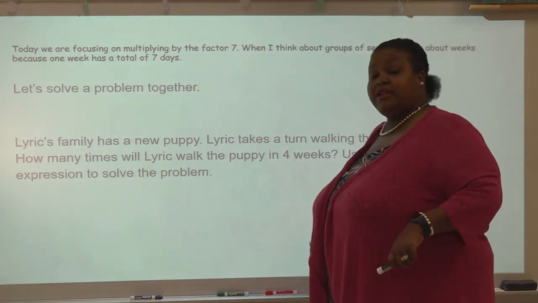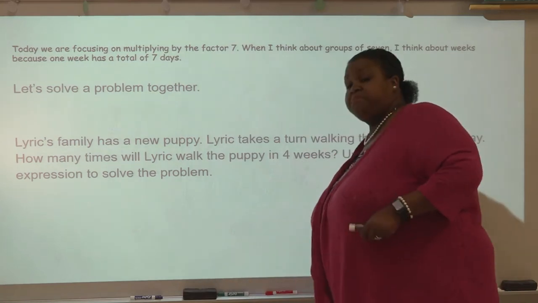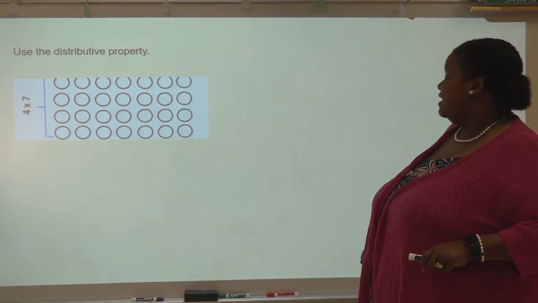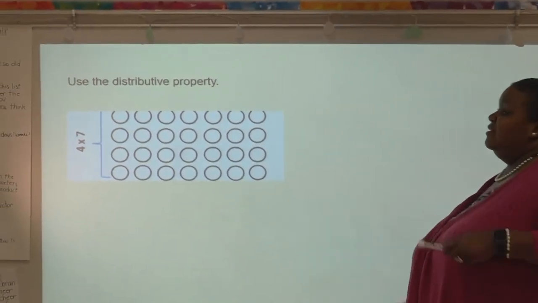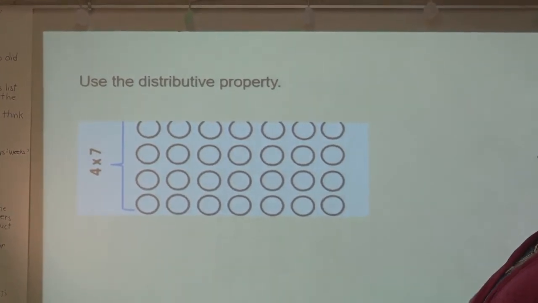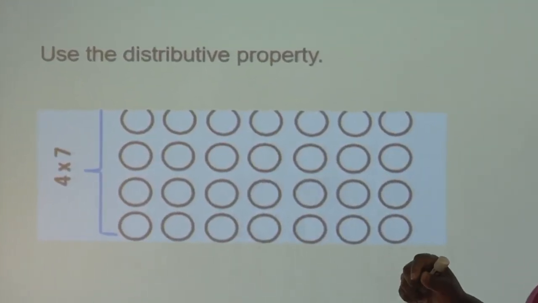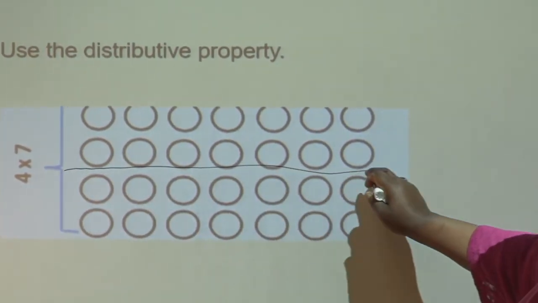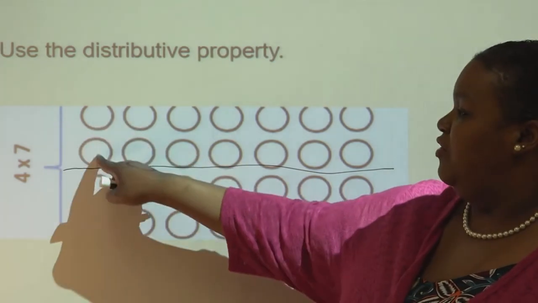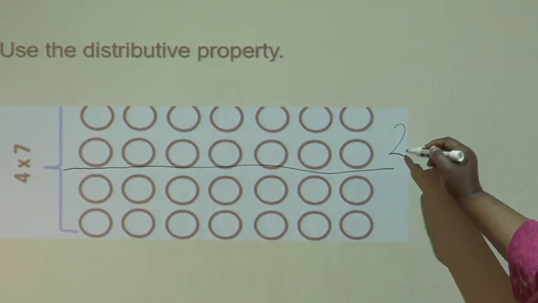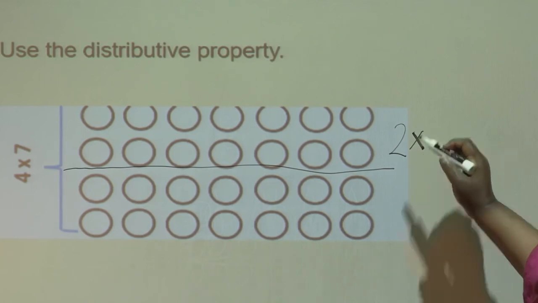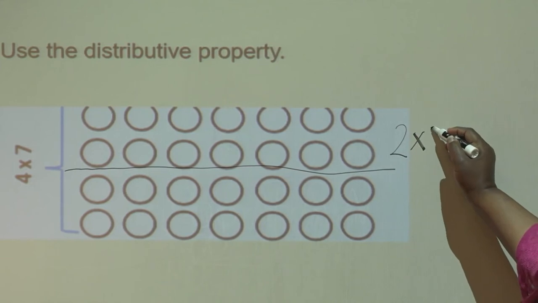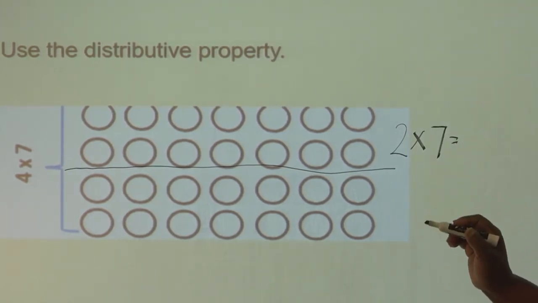Is there a different strategy I could use to find my answer? There is. I could use the distributive property. That's when you break apart an array into 2 smaller chunks and then you put it back together. I think I want to cut right here, make a horizontal line. And I'd say 2 rows. 2 times, how many are in each row? 1, 2, 3, 4, 5, 6, 7. And we know 2 times 7 is 14.